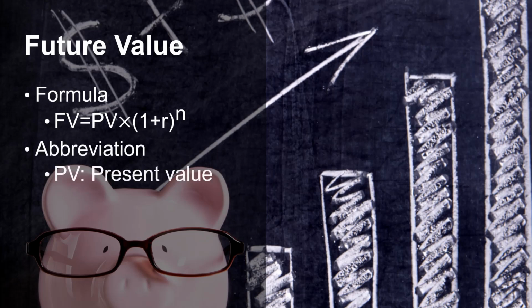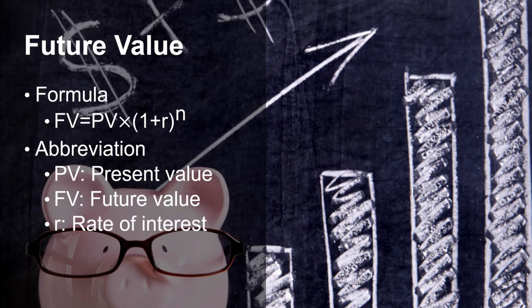Well, PV is the present value, as you would have guessed. FV is the future value. R is the annual interest rate in decimal format. And N is the time in years. It's a bit more complex of a formula, but it makes sense when you break it down into its constituent parts, and it will make sense once you've used it 2 or 3 times.